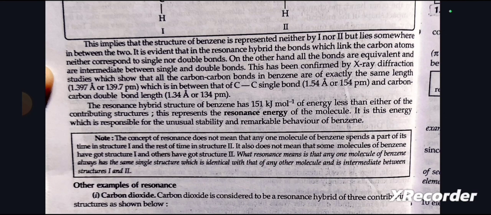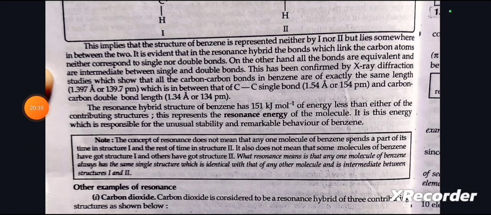It is evident that in the resonance hybrid, the bonds which link the carbon atoms correspond neither to single nor double bonds. On the other hand, all the bonds are equivalent and are intermediate between single and double bonds. This has been confirmed by X-ray diffraction studies, which show that all the carbon-carbon bonds in benzene are actually of the same length, 1.397 angstrom or 139.7 picometer, which is in between that of the carbon-carbon single bond, 1.54 angstrom or 154 picometer, and the carbon-carbon double bond length, 1.34 angstrom or 134 picometer.